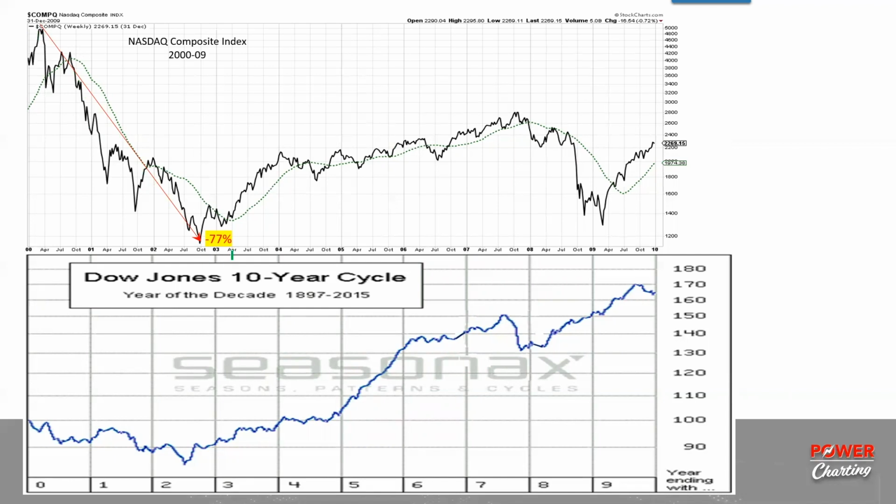Very important decline. Look at the 77% decline in the NASDAQ composite index after the top is put in the 0, 1, and 2 years of the new decade. Wow. So the 0, 1, and 2 years are very important for us to focus on.